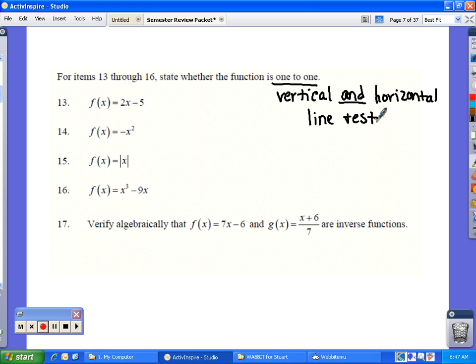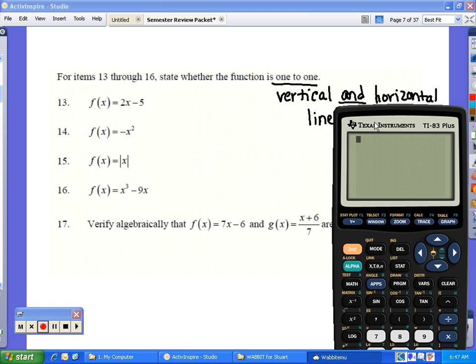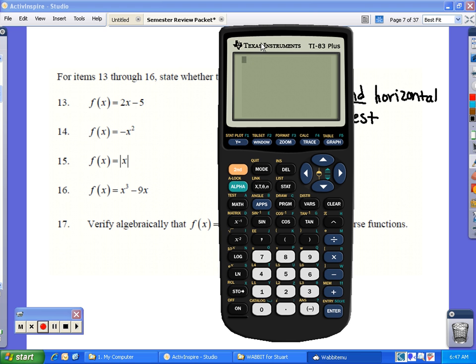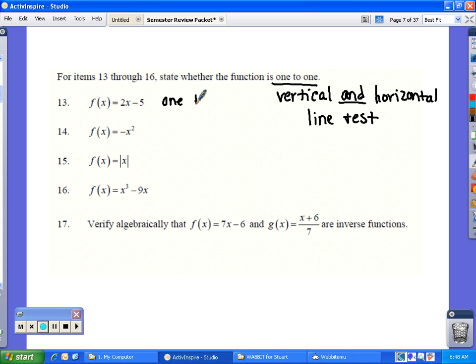So in order to test this, we're going to take first off and put in the function 2x minus 5. Go to your y equals on your calculator, put in 2x minus 5, and press zoom 6 to get a standard viewing window. When you graph that, you can see that this is just a linear equation. Since this is a linear equation, all linear equations, with the exception of a vertical line, are one-to-one. So we know that this is one-to-one.